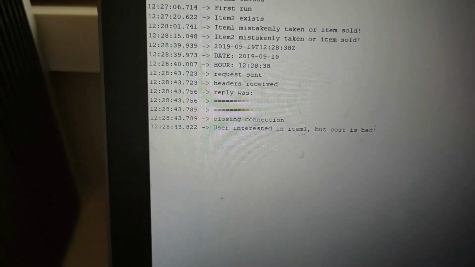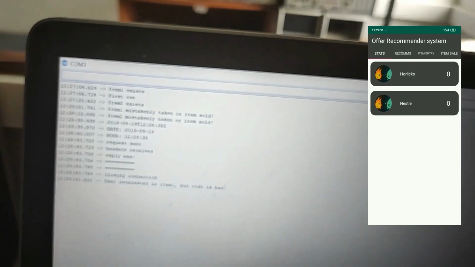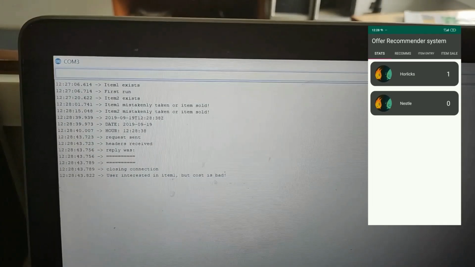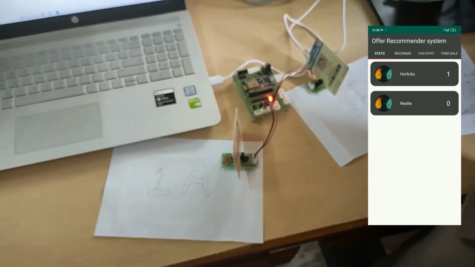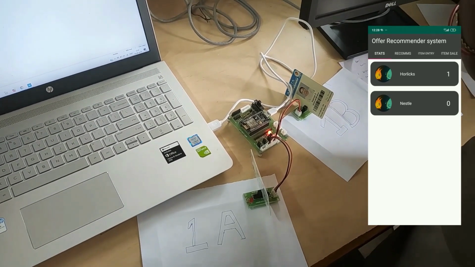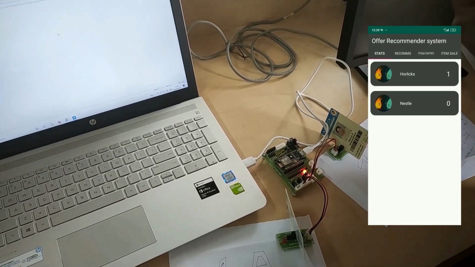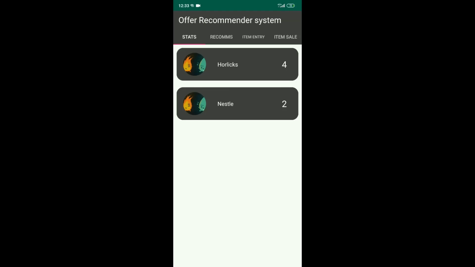So you can see that I get a complete detail about the users interested in the item, but the cost could be a factor. This update immediately goes on to the offer recommendation system that we have developed for the owner, and you could see that the Horlicks count is increased by 1. So likewise, we get updates for each and every rack, and whichever rack has got more items coming into this kind of category where they want to buy it but they cannot buy it, you will get this kind of updates. Horlicks 4, Nestle 2.